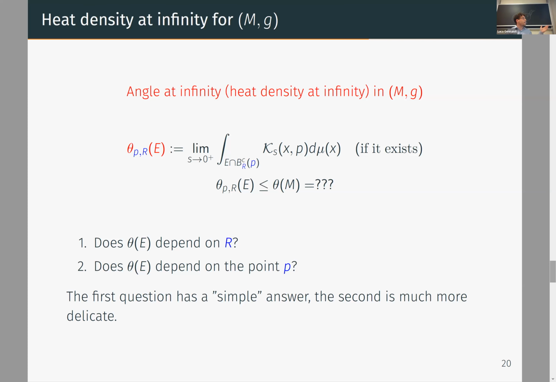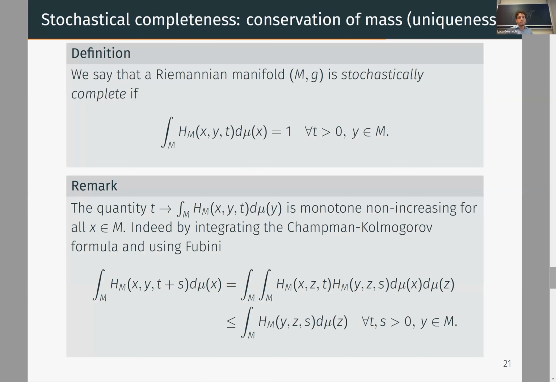And you ask yourself, what happens now? Does it depend on R? Does it depend on the point? It's not so easy because you cannot change variables anymore like before. What you can say, though, is that to solve this problem, you need to introduce the notion of stochastic completeness.